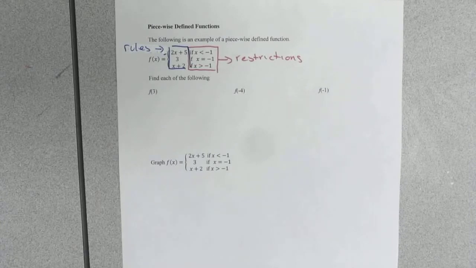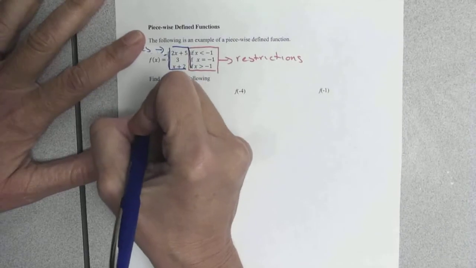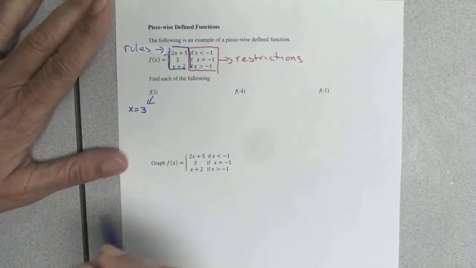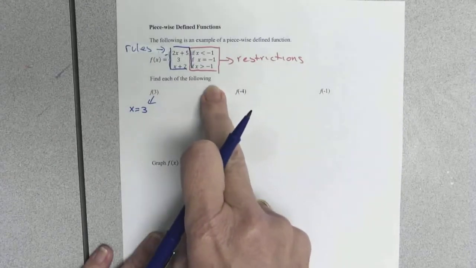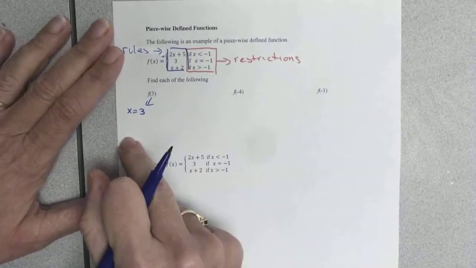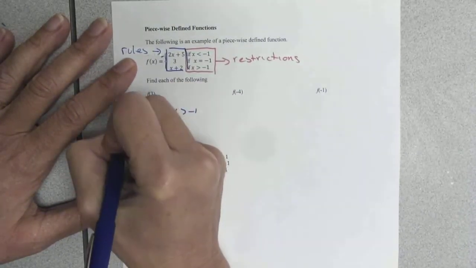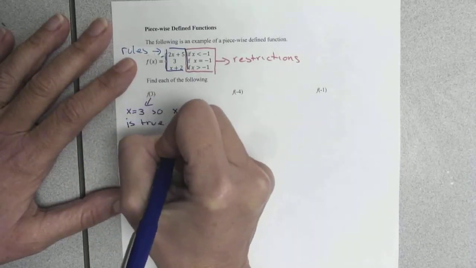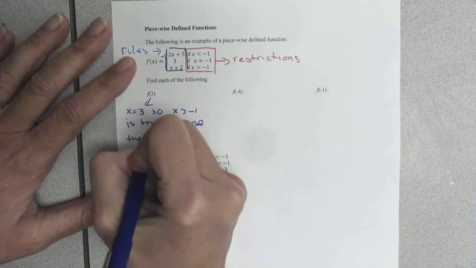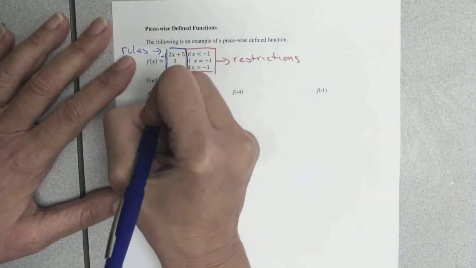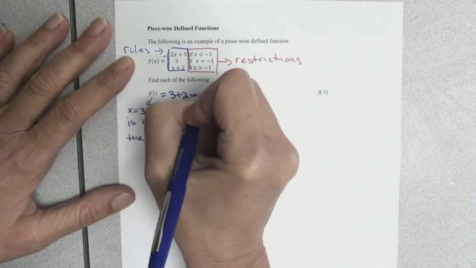Now, beating this to death, I want to find f of 3. One thing you want to remember, since these are functions, one number goes in, one number comes out. You never get two answers when you're evaluating a function. So f of 3, x values go in, so x equals 3. Then I compare that to my restrictions, and I see which restriction is true. x is equal to 3, so x greater than -1 is true. And so we should use the rule x plus 2. This becomes 3 plus 2, or 5.